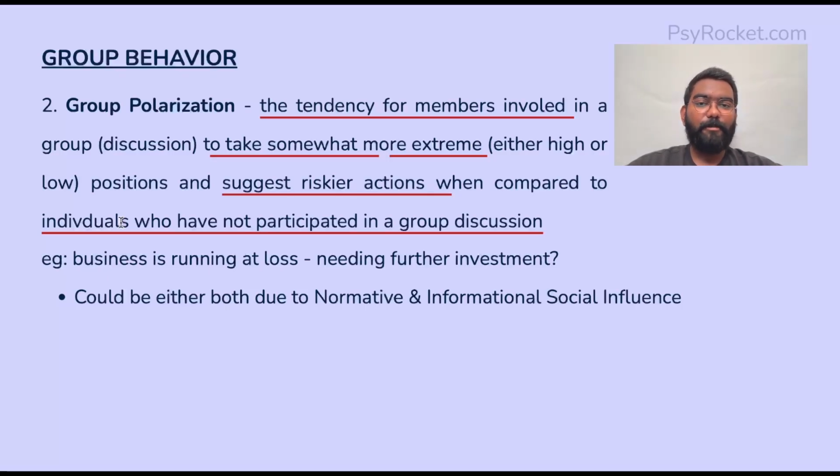So this individual might close the business overall, but this group might risk investing 5 more lakhs to make that business profitable. So this happens due to both normative and informational social influence, as we have studied in conformity, right?